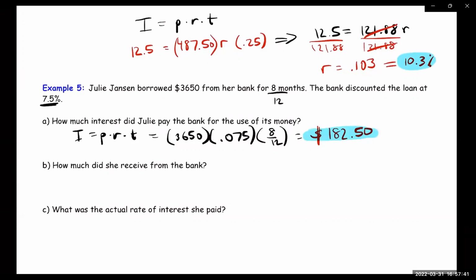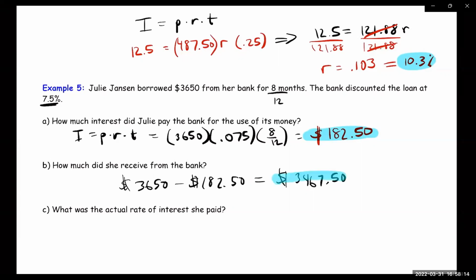How much did she receive from the bank? Well, she's not going to get the full 3650, right? They're going to subtract this amount. It's basically like she's paying for the interest up front instead of at the end. So you're just going to subtract, and you get $3,467.50. So she's not really getting the full 3650. She's only getting that amount.